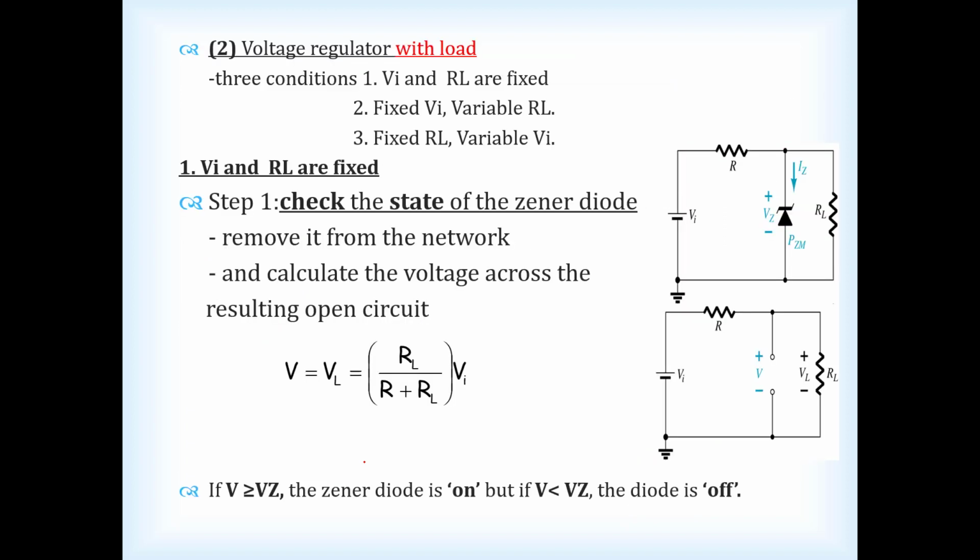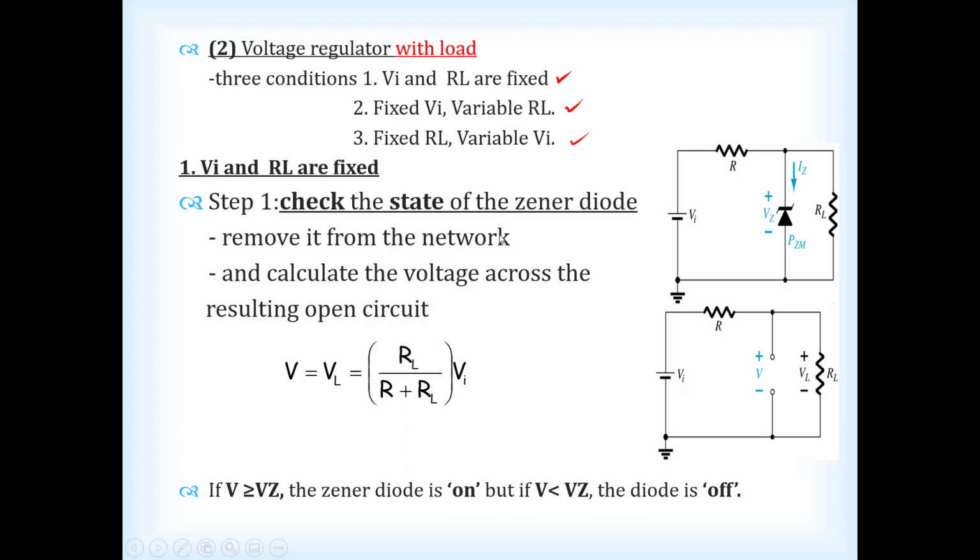Alright, now let's look at the voltage regulator with the load. There are three conditions: Vin and RL are fixed. And then we have fixed Vin with variable RL, and also fixed RL with variable Vin. Okay, let's look at the first case, where Vin and RL are fixed.